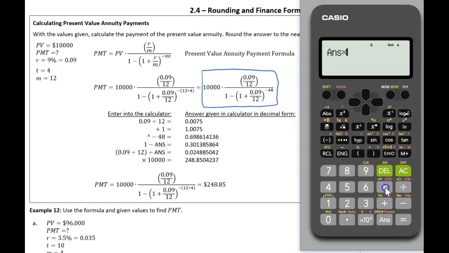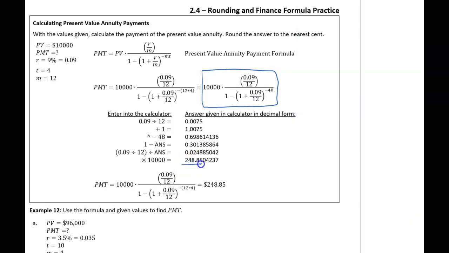And the final step is to multiply by the 10,000. And we get 248.8504237. And then our rounding comes in, 2 decimal places. Check the number to the right. Well, that's a 0. That's smaller than 5, so it's going to remain the same, leaving an answer of $248.85. And there it is.